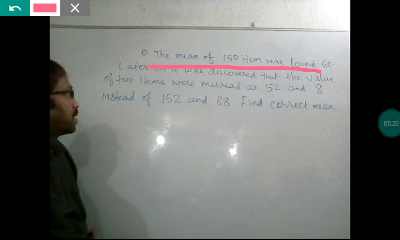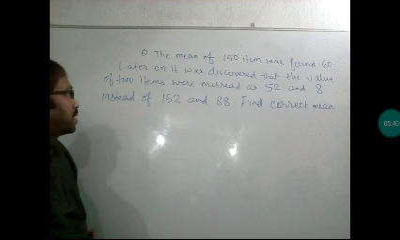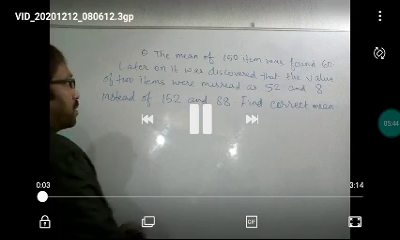Because it was discovered that the values of two items were misread as 52 and 8, but in fact they were 152 and 88. That means this value is wrong here. Then they are asking what the correct mean is. Okay, so let us start and see how we can find it. So here is the solution of this question.